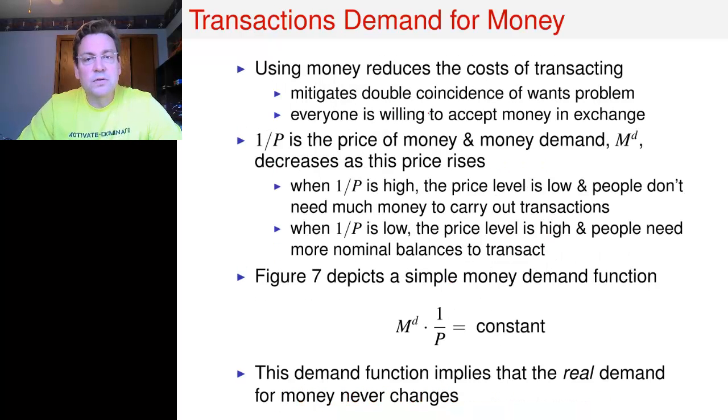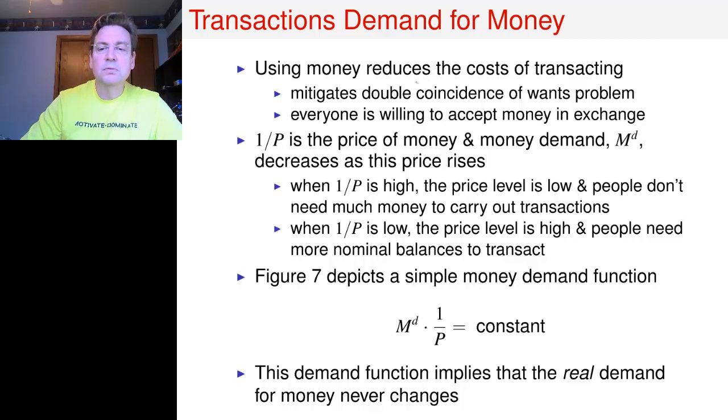So let's think about the transactions demand for money. Using money reduces the cost of transacting. As I said, it mitigates this double coincidence of wants problem, and everyone is willing then to accept money in exchange for goods. So 1 over P is the price of money, and money demand, which is M super D, decreases as this price increases. So when 1 over P, the price of money, is high, the price level is low, and people don't need as much money to carry out transactions. But when 1 over P, the price of money, is low, then the price level is high, and people need more nominal balances in order to do their transactions.